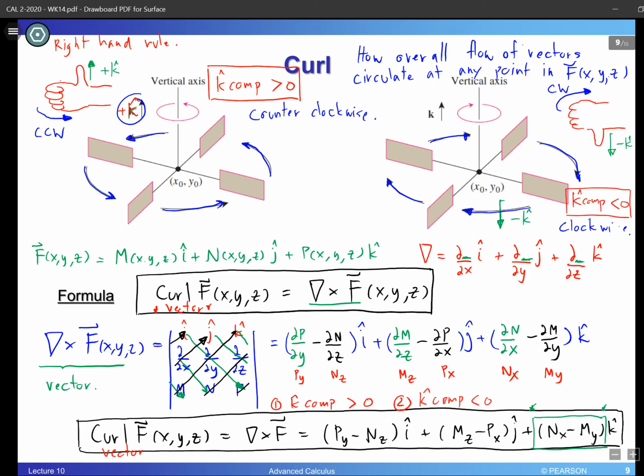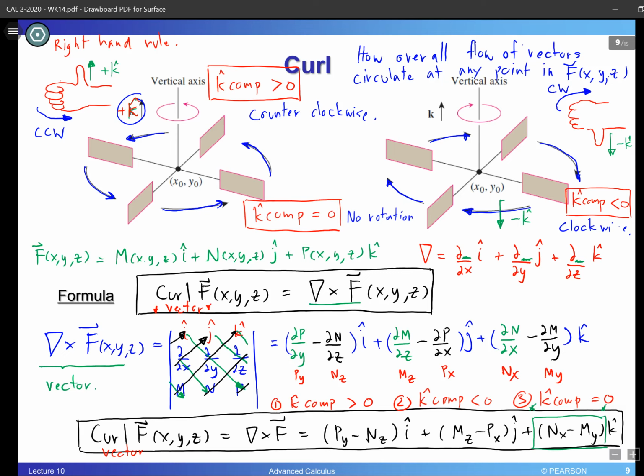And of course we have the last scenario when the k component is equal to 0. Let's put it in the middle. K component equal to 0. And of course, this is going to correspond to the case when there is no rotation. Right? So this is going to be no rotation for the last scenario. Okay, last one, k component of the curl is equal to 0. So there you go. We have all the three cases.